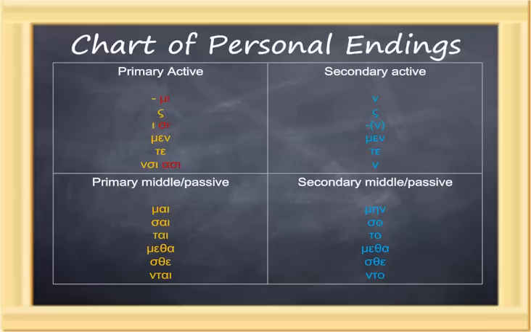So our chart of personal endings in the primary active now has two forms for the first person singular, third person singular, and third person plural. One form is used with the omega conjugation, thematic vowel verbs, and the other is used with the athematic or mi verbs. In all other cases, the regular personal endings are used.